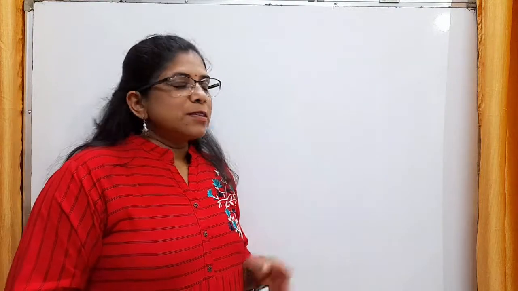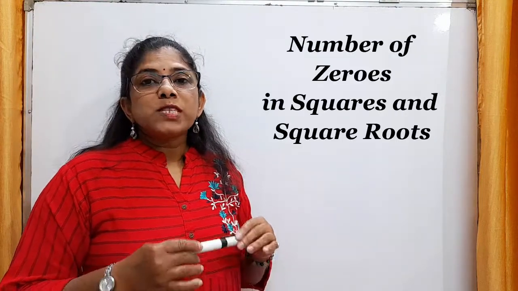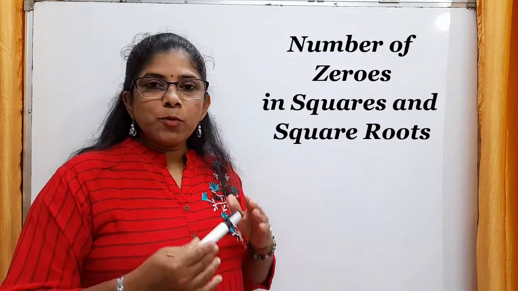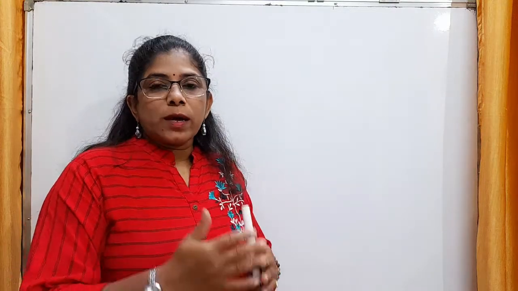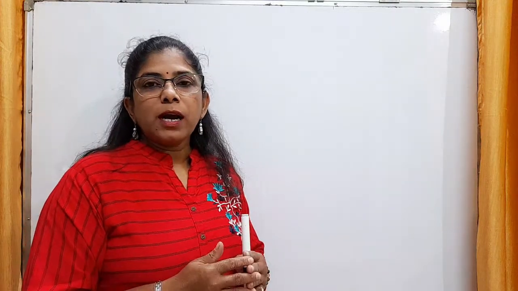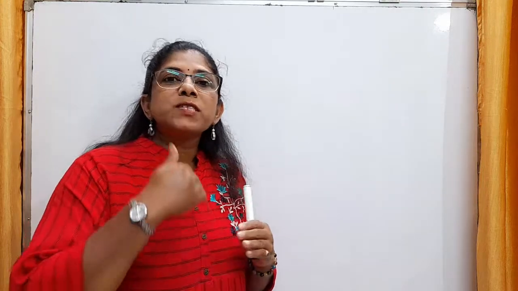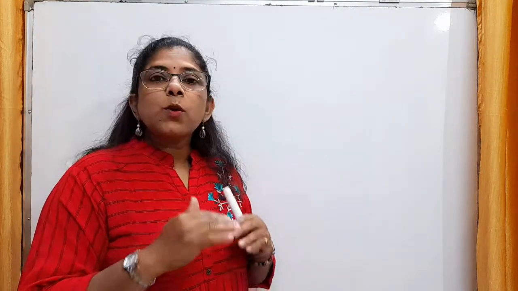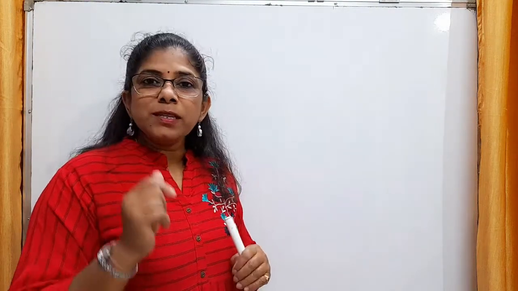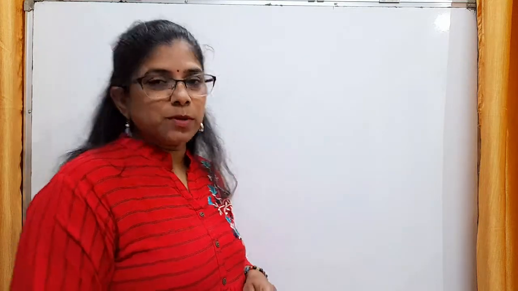Now the next fact is regarding the number of zeros. Yes, the number of zeros at the end of the square and its square root. If we find the square of any number ending with 0, then the number of zeros in its square is going to be twice of that. Yes. So what is the meaning of this? I'll explain this with one simple example.